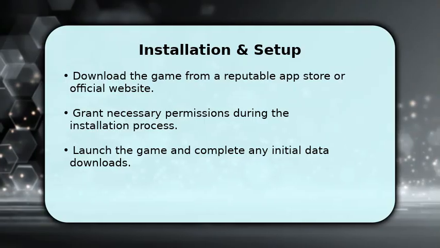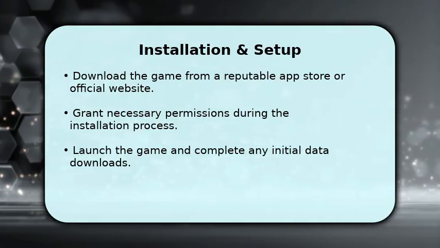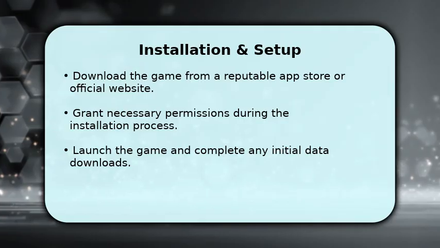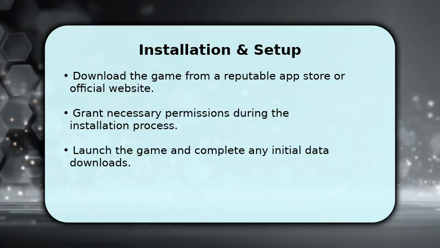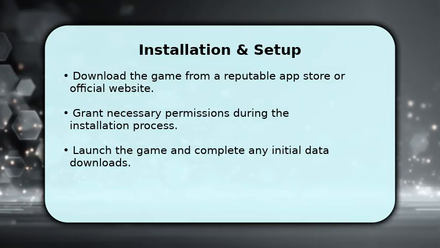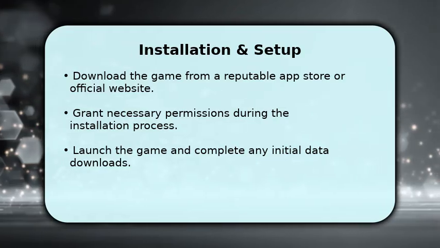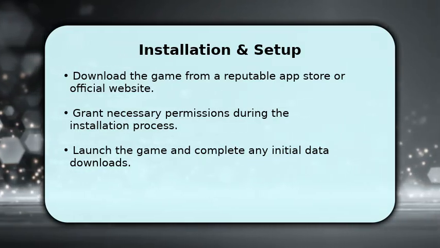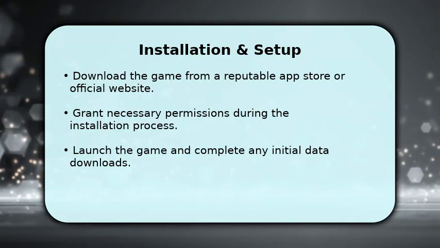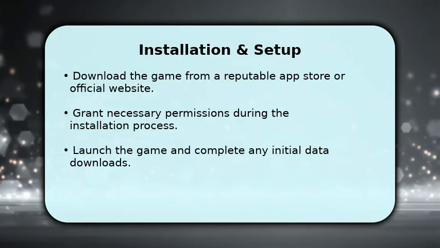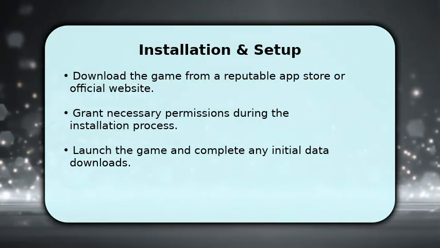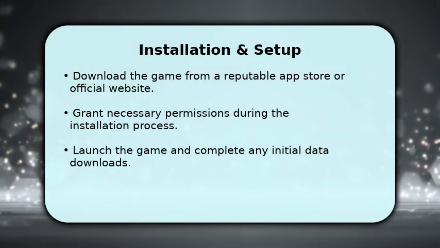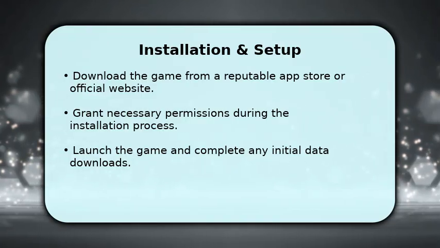If using an APK from outside an app store, enable Install Unknown Apps in your settings temporarily. During installation, the game may request permissions like storage access. Grant these to ensure full functionality. After installation, open the game. It might download additional content, which could be around 150 megabytes, so ensure a stable internet connection for this step.